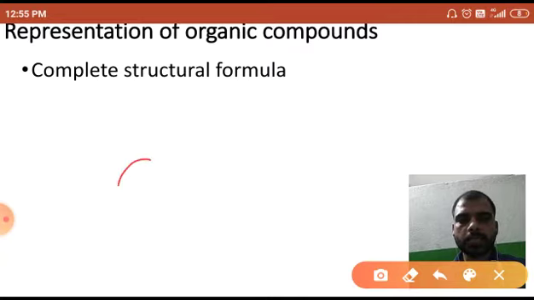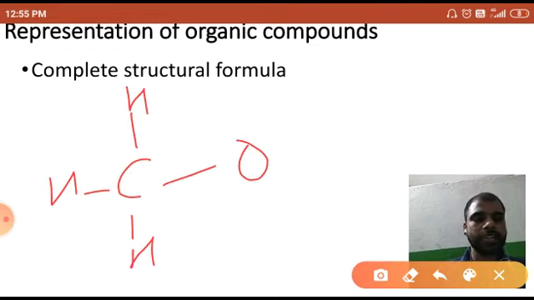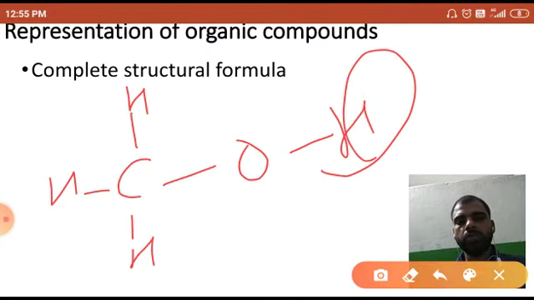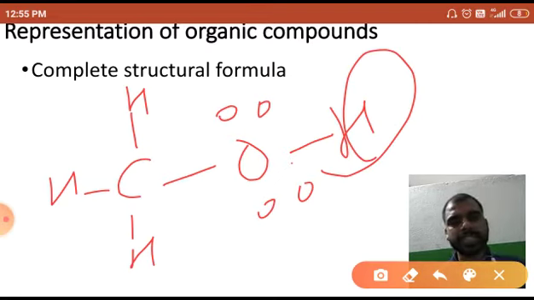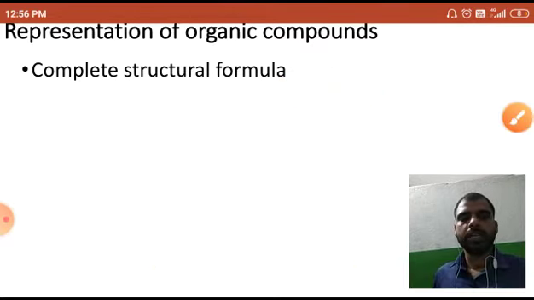In complete structural formula, CH3: all the H will be around this carbon, but you have to put the oxygen also. As you know, oxygen has 2 bonds. So there is one oxygen, and there is hydrogen also, because hydrogen has only 1 electron. It will share with oxygen, leaving 2 lone pairs also, because, dear students, oxygen has 8 electrons in its valence shell. So 2, 6, making 8. So this is the complete structural formula.